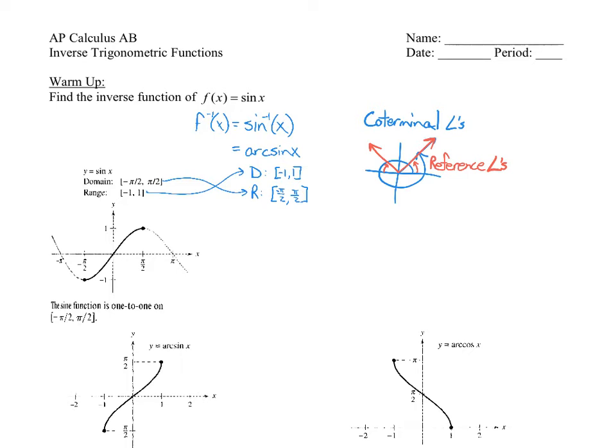Hopefully that'll come back to memory very quickly. Okay? But you can see, what is coterminal and reference? Which one is which? Coterminal is when you just take an extra spin around, adding 360 or subtracting 360. That's coterminal. And reference is the angle between the angle you're looking at and the x-axis.